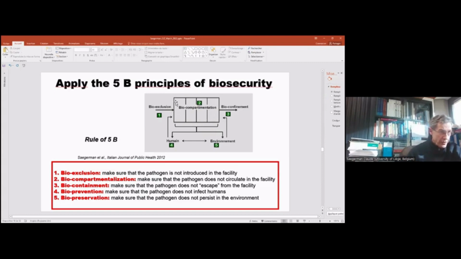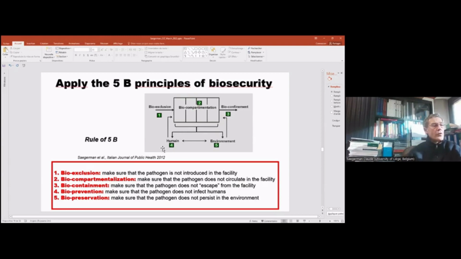Here you find, for example, the herd, and we have the first B, which is for bio-exclusion. It's to make sure that the pathogen is not introduced in the facility. It's the first type of measure, but probably the best. If you have this introduction of the pathogen inside the herd, it's very important to decrease the speed of the diffusion of the pathogen inside the herd by biocompartmentation. Make sure that the pathogen does not circulate in the facility. And also we need to not extend, for example, an outbreak from one herd to another herd by the implementation of bioconfinement. And bioconfinement makes sure that the pathogen does not escape from the facility.